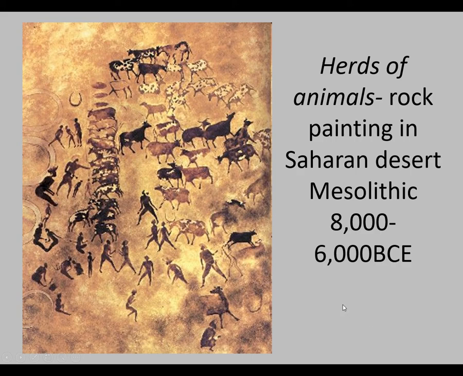So this is herds of animals. This is a rock painting found in the Saharan Desert. And you can see here, these rings would have been possible enclosures that the animals would have been put in. And then you can see them all lined up and they're herding them around. They're dealing with them.